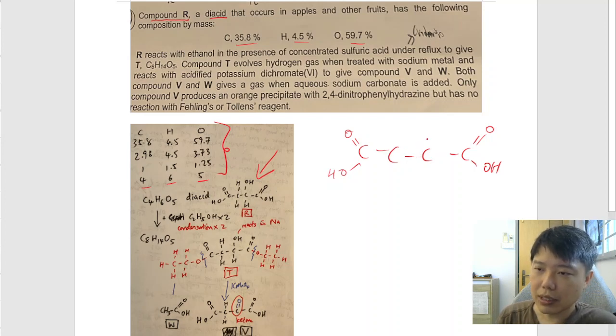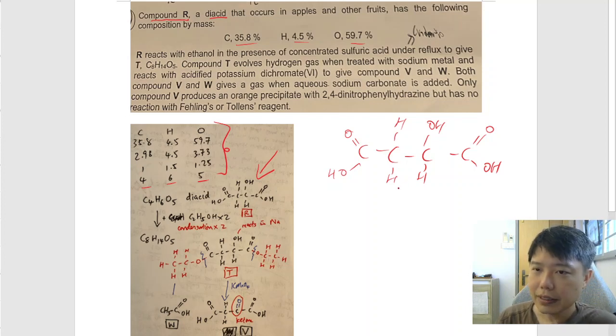Okay, I also noted there's one more O, so I just add in an OH right there to fulfill the Mr. I counted the number of H and it is all correct. There's 6 hydrogen, 5 oxygen, 4 carbon. So this is my preliminary structure for R.